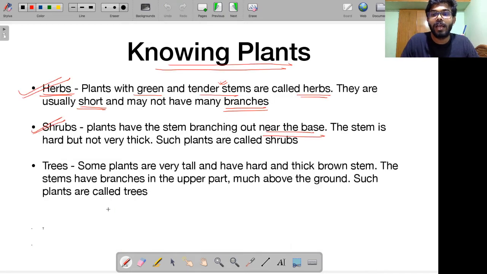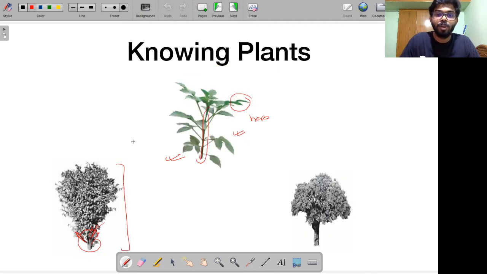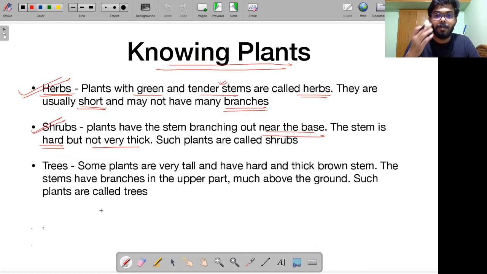Okay, so this is called a shrub. Remember, the stem is very hard, but it is not very thick. So if you compare to herbs, the stem is thicker than what you get to see in herbs. But nevertheless, you see, it is not very thick also. If you compare it to a tree, obviously its stem is not as thick as a tree. Such plants are called shrubs. Then obviously we have trees. You know what trees are.